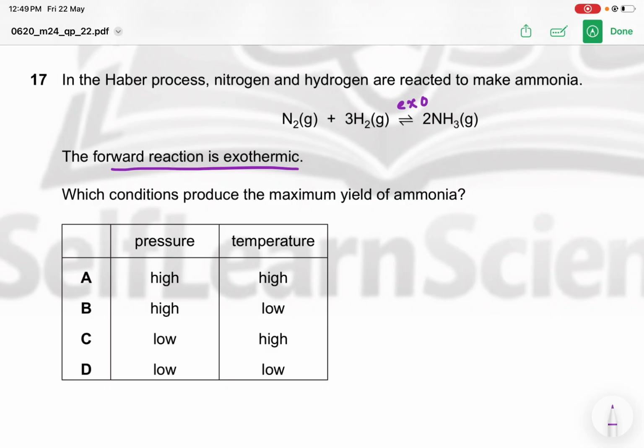go for temperature, already my forward reaction is exothermic. If I increase my temperature, the yield will decrease because it will favor endothermic. So I want my temperature to be low. In that case, I have B and D with low temperatures.